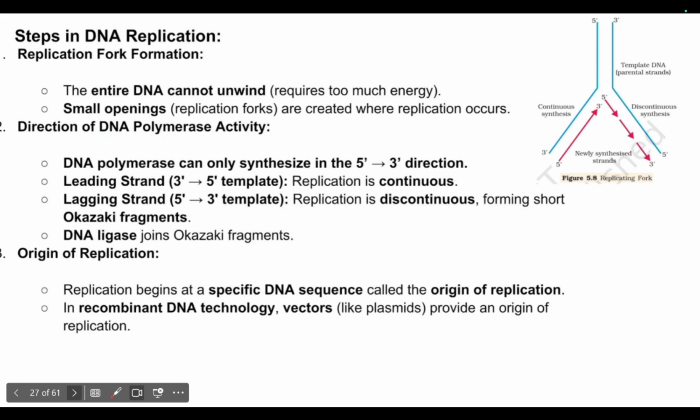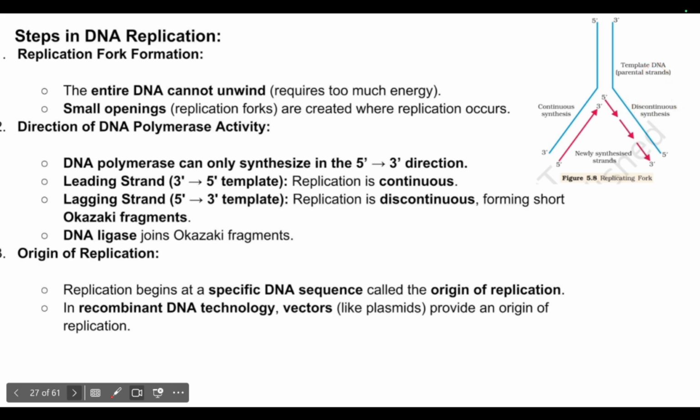Now both the strands of DNA act as a template, and one of the templates is called the 3' to 5' template, another template is called the 5' to 3' template. In the 3' to 5' template, replication occurs continuously, and that is why it is called the leading strand. Whereas in the 5' to 3' template, the replication is discontinuous, so it is called the lagging strand. So there is a leading strand in which the continuous synthesis of DNA takes place, and there is a lagging strand in which discontinuous synthesis of DNA takes place.